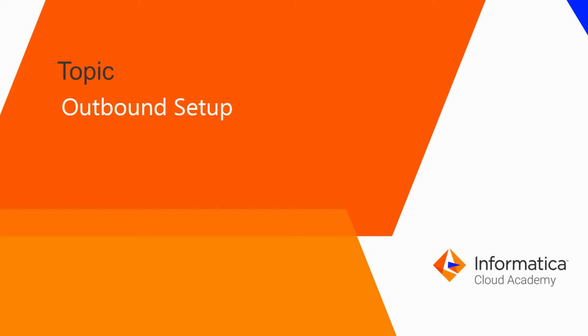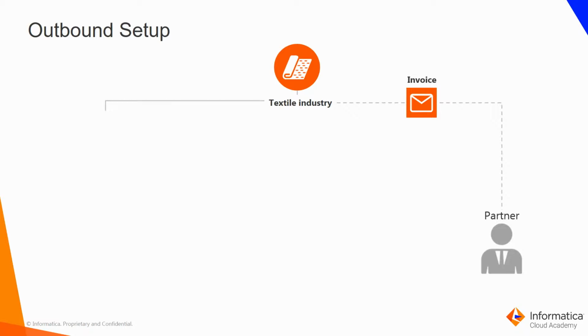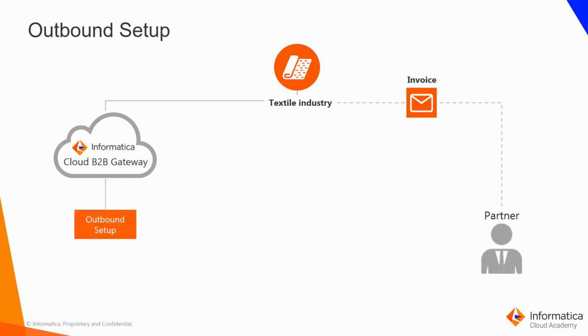Let us now discuss outbound setup in Informatica Cloud B2B Gateway. Consider that a textile industry wanted to send invoices of products sold to a retailer. This textile industry used Informatica Cloud B2B Gateway to interchange EDI messages. They initially created a partner in Informatica Cloud B2B Gateway and configured the outbound setup, which helped them to send the invoice and other EDI messages to their partner.